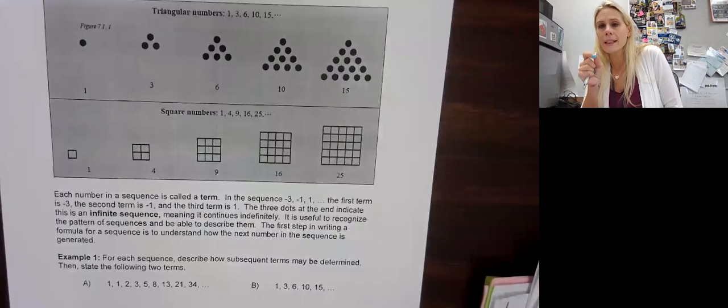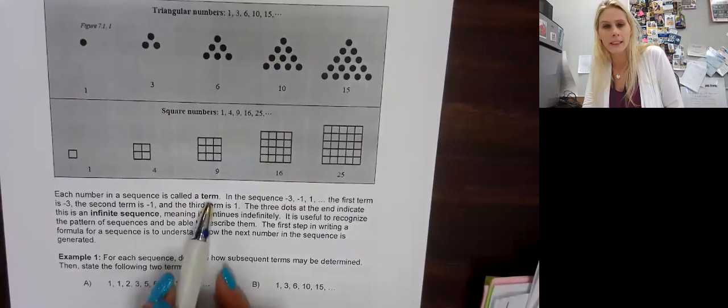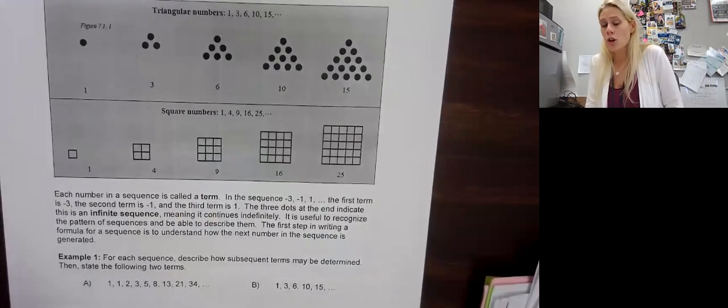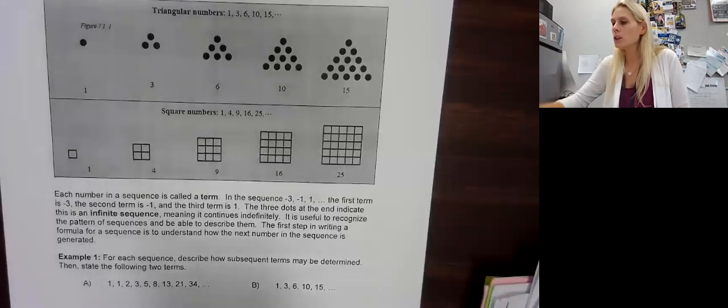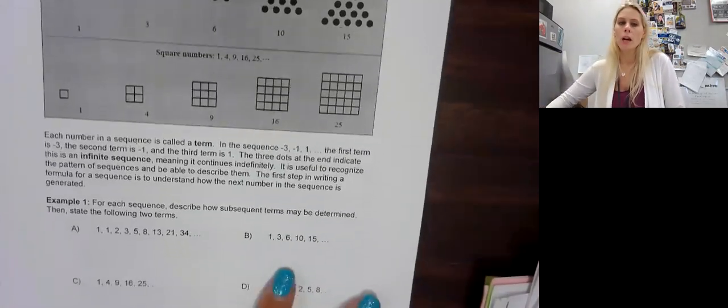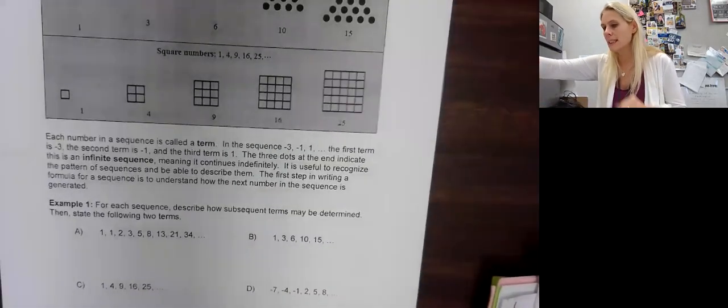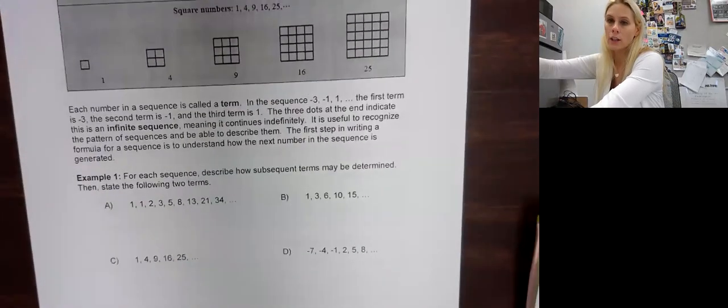Each number in the sequence is called a term. So you'll see me say like term 1 or term 2, okay? Now, if you see a dot, dot, dot at the very end, it means it goes on forever. It's what we call an infinite sequence. To start out this section, we're going to look at different sequences and see if we can find the pattern, okay?